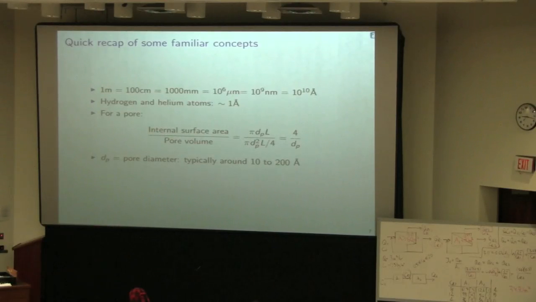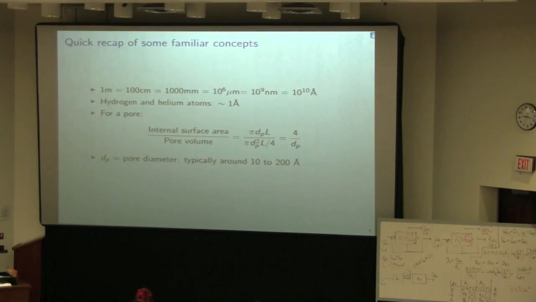Pore diameters for these adsorbents range between 10 and 200 angstroms, to give you an idea of the general size. There is a way also to quantify what's going on here. If we consider our pore to be a perfect cylinder, the internal surface area of that cylinder is pi d times the length of the cylinder. The pore volume then is pi d squared times the length over 4.